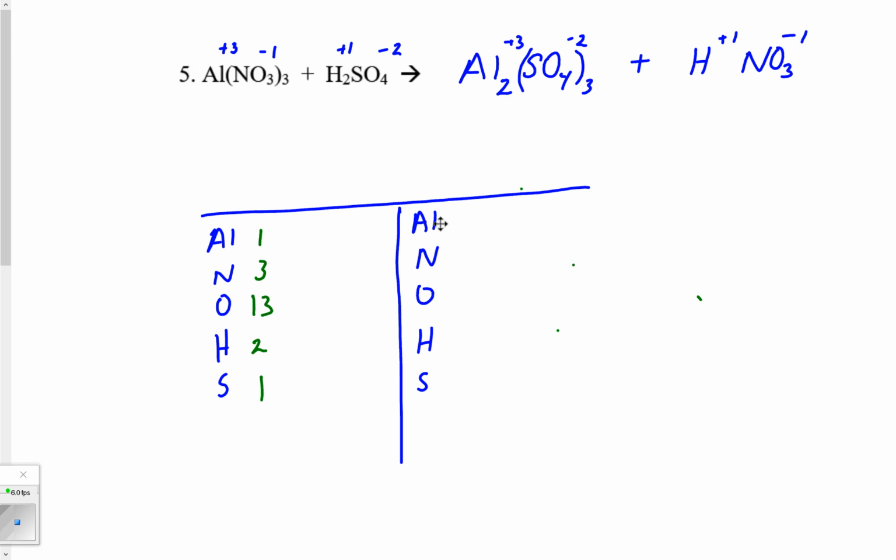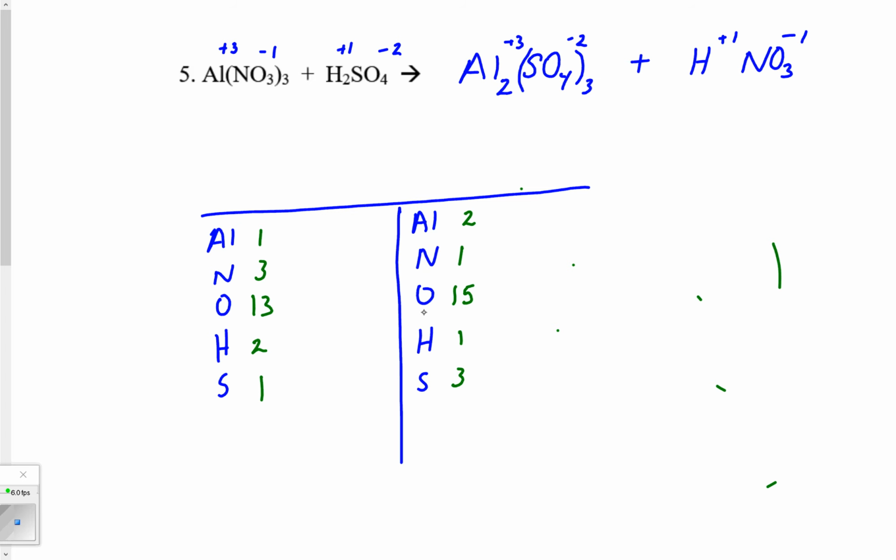All right, let's go to the right side. Aluminums, I've got 2 aluminums. I've got 1 nitrogen. Oxygen, 3 times 4 is 12, plus the 3, that's 15. Hydrogens, I've got, well, 1. That's easy enough. Sulfurs, I've got, what we got here? 3 times 1 is 3 sulfurs.